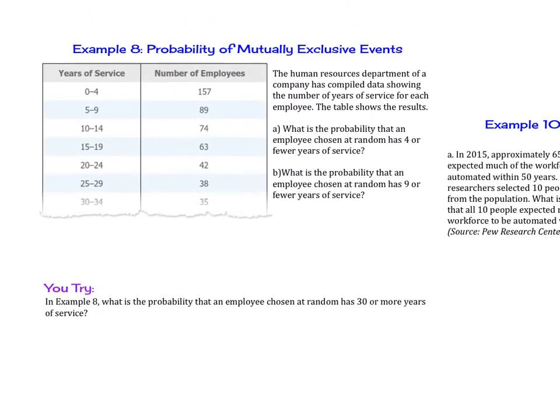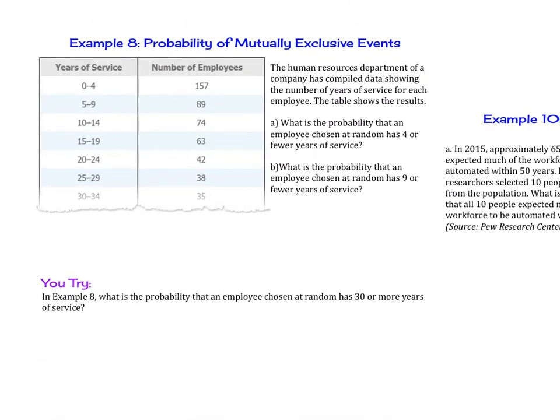Let's look at the probability of mutually exclusive events. So here's a table. The Human Resources Department of a company has compiled data showing the number of years of service for each employee. The table shows the results. What's the probability that an employee chosen at random has 4 or fewer years of service? First you need to total the number of employees here. So we just total this all up, and that total is 498. So the probability that an employee has 4 or fewer years of service, we're looking at this.